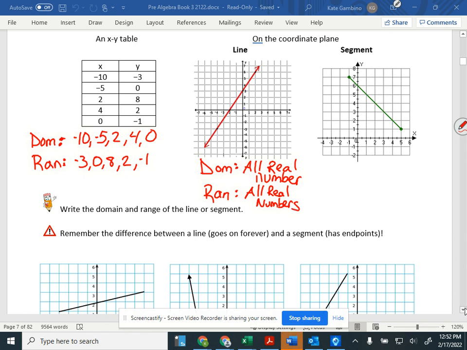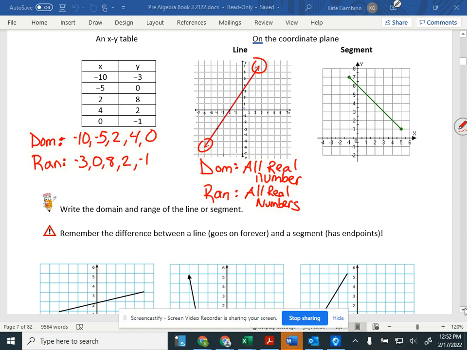Yeah, the line continues going. It's not a segment. It goes on and on. We've got the arrows. Okay? It continues on and on. So if that line, if we continued it all the way down here, that's going to be a big negative, right? So basically, the arrows are pointing both directions to all your numbers. Yeah, when it's a line, because it'll continue.